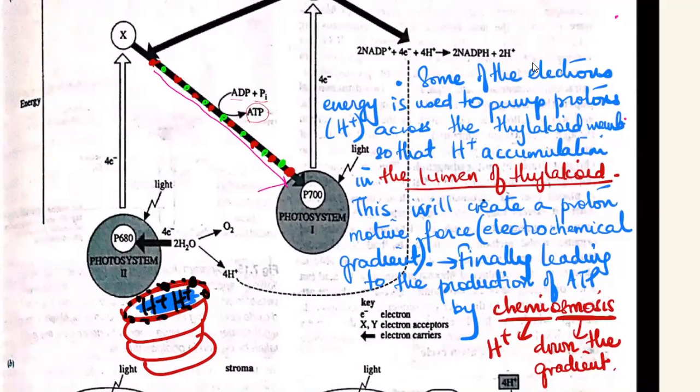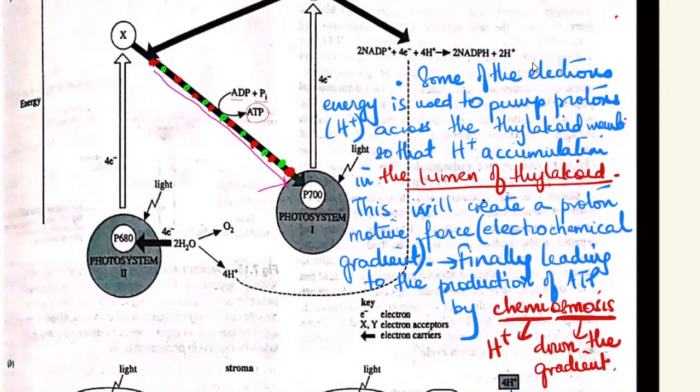So yeah. So some of the electrons' energy is used to pump the H plus ions across the thylakoid membrane, so that H plus accumulation in the lumen of the thylakoid. Okay, that makes sense. So then this will create a proton motive force because an electrochemical gradient has been generated, which will then lead to the production of ATP. Acha, so that basically explains how that ADP and addition of inorganic phosphate is then leading to the production of ATP, right? So that's due to chemiosmosis. So yeah, H plus moves down. हाँ, ठीक है, same to same, ditto copy.